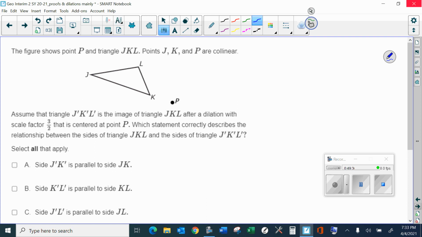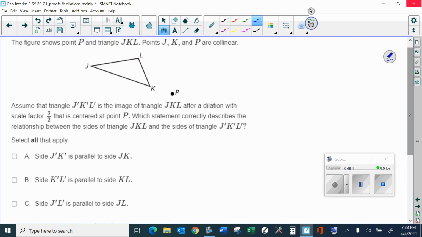All right, next. The figure shows point P and triangle JKL. Points J, K, and P are collinear. Same line, remember, collinear, beginning of the year, first week of school. Same line. Assume the triangle J prime, K prime, L prime is the image. We know it's the image because it's got the primes on it. The original does not. Of triangle JKL after a dilation with scale factor of 3/2. 3/2 is 1.5, so it's going to get bigger. That is centered at P.